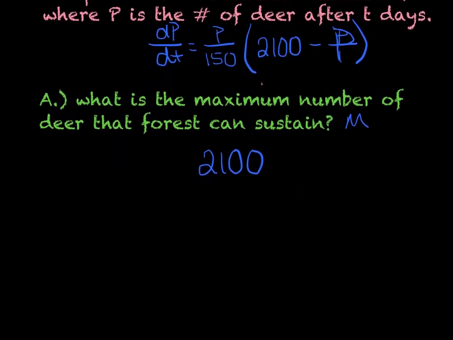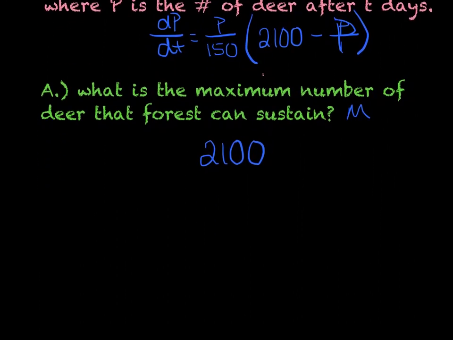Another popular question is, at what moment was the deer population growing the fastest? And we would say it's growing the fastest at the moment when the population was, let's say, 1,050. That would be exactly half of the maximum capacity. So, that's a good example to kind of just get you warmed up and review some basics.